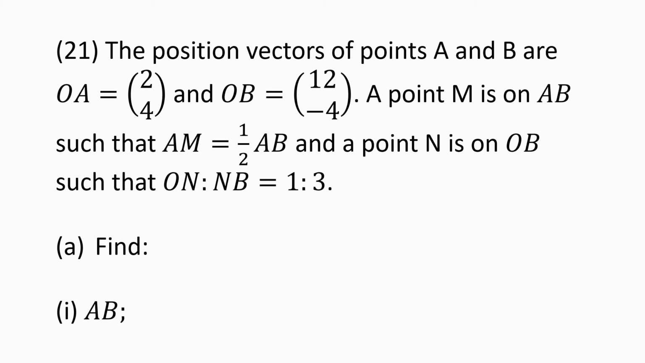Question 21. The position vectors of points A and B are OA is equals to 2, 4 and OB is equals to 12, negative 4. A point M is on AB such that AM is equals to a half AB, and a point N is on OB such that ON to NB is equals to 1 to 3. Part A1, find AB.